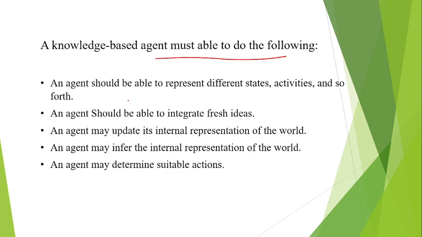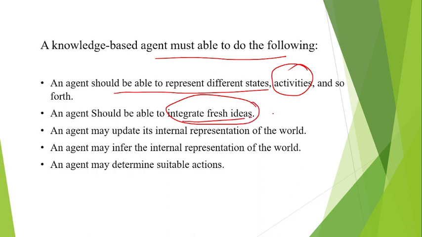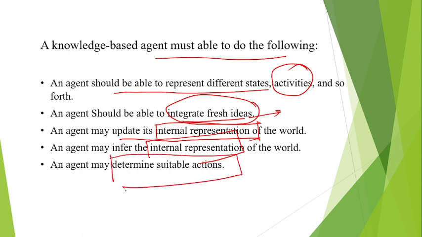As I said, the knowledge agent should be able to represent different states and activities of coming things, and it should be able to integrate fresh ideas into its memory. Any agent can update its internal representation. They should represent their internal representation of the world. Any agent can update their internal representation or modify it. The agent may determine a suitable action based on the situation.